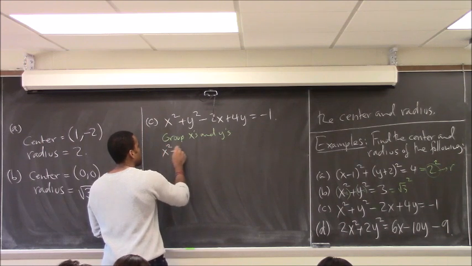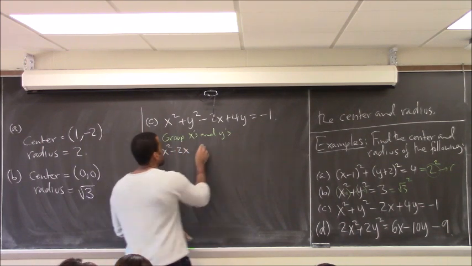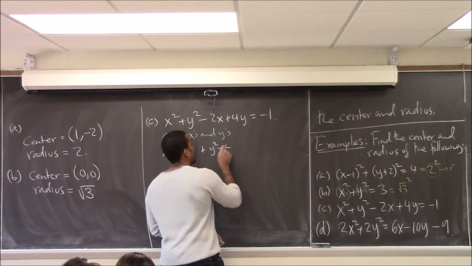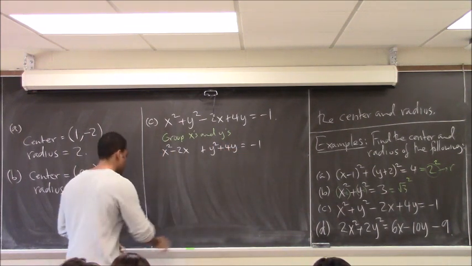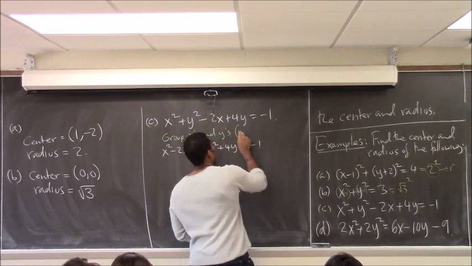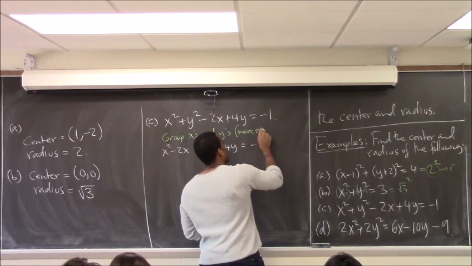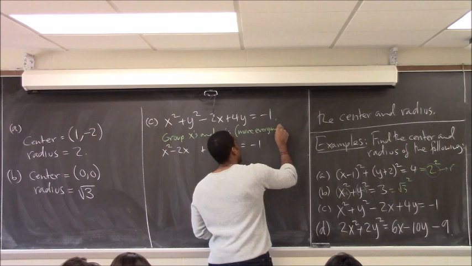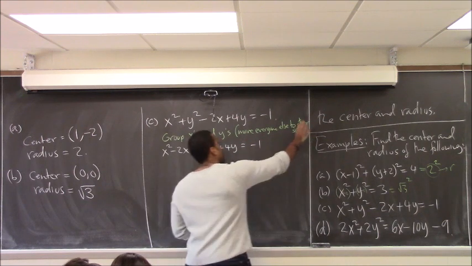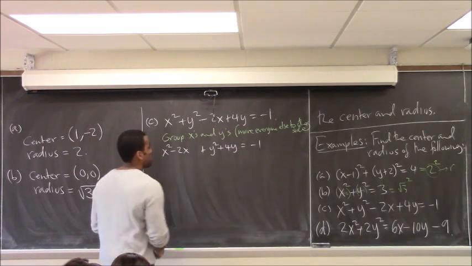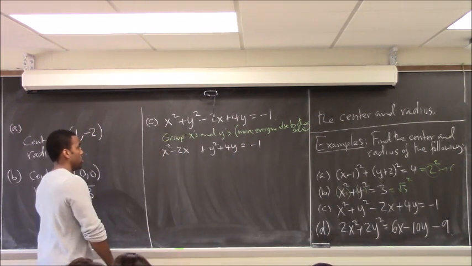So x squared minus 2x, put the x's beside each other. Y squared plus 4y, put the y's beside each other. The other guys I can move to the other side. Move everyone else to the other side, which it's already on the other side. Okay, what do we do?